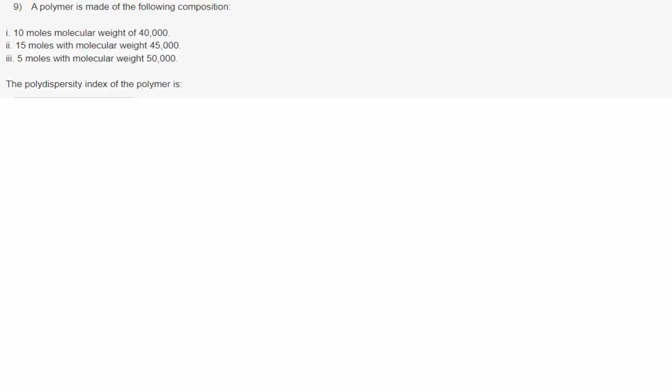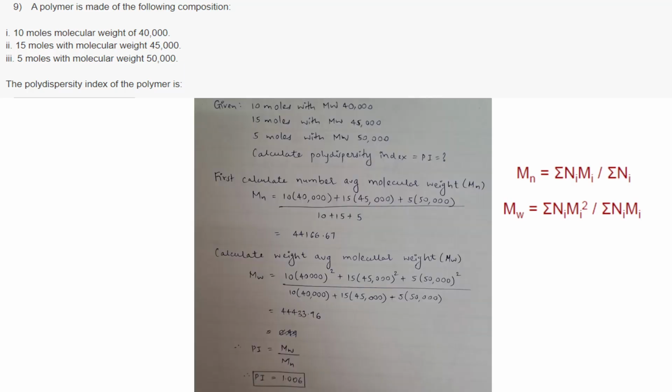Then there was one question on polydispersity index, where we were given certain values and we have to calculate how dispersed the polymer is. This is also a straightforward numerical where you should know this formula. Mn is the mole fraction of polymer and Mw is the weight fraction. So polydispersity index is nothing but the ratio of Mw by Mn. Since you have all the values, you just have to put them in the formula, get these two values first and then take a ratio. So your answer should be somewhere around 1.